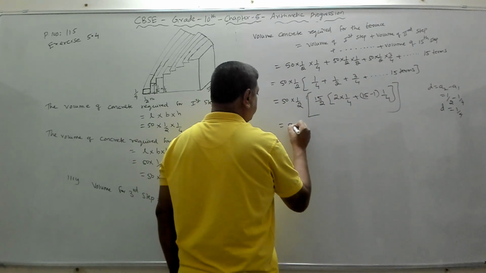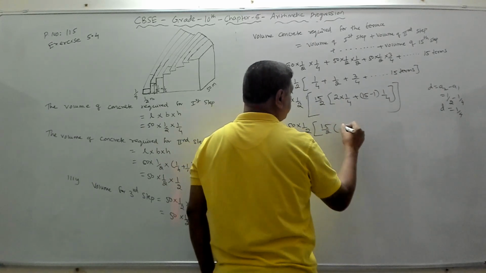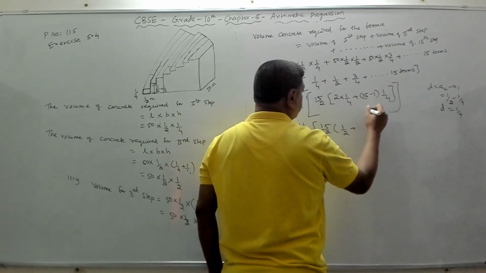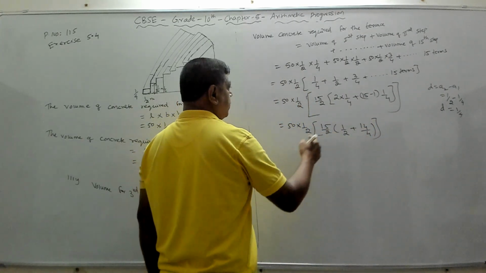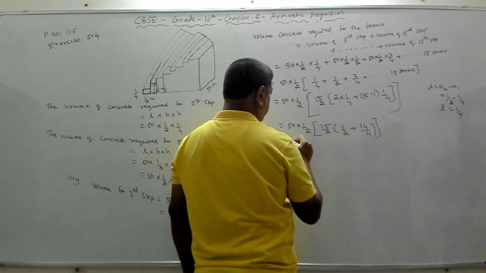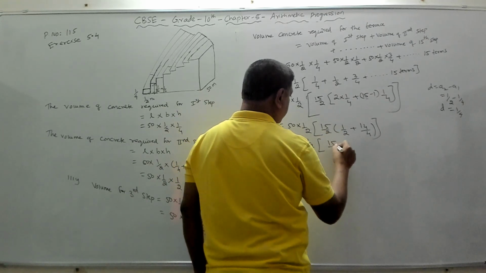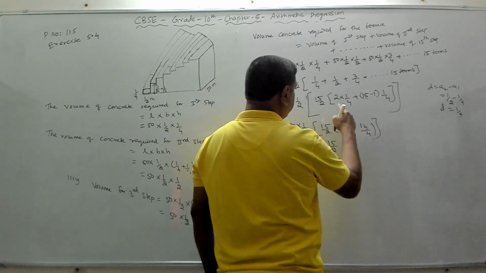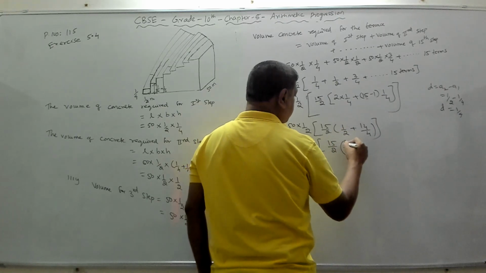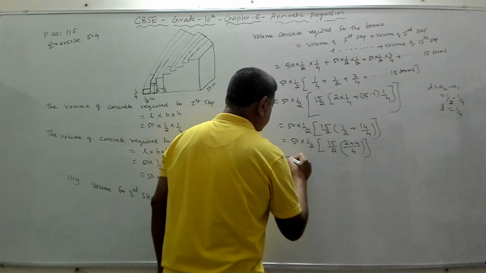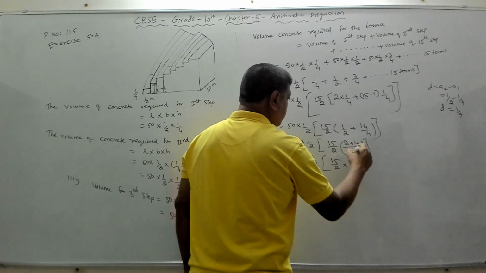So that becomes, so 50 into 1 by 2 into 15 by 2 into 2A. So 2 into 1 by 4 will become 1 by 2 plus 14 by 4, right? This is 14 by 4. So that gives you 50 into 1 by 2 into 15 by 2 into, or if you add this, you get the LCM as 4, then 2 plus 14.